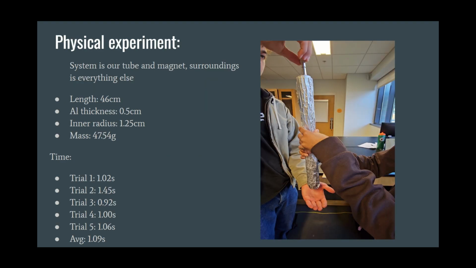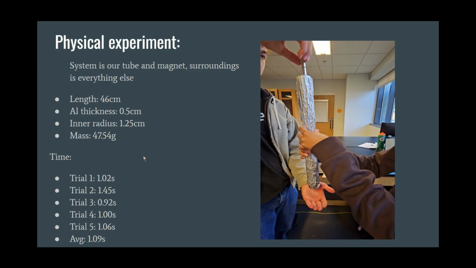For the physical experiment, we have our system, which is our tube and magnet, and the surroundings is everything else. We first have to calculate some physical components of our system, where the length of the tube is 46 centimeters, the aluminum thickness was 0.5, and the inner radius of the tube is 1.25 centimeters. We also had to find the mass of our magnet.